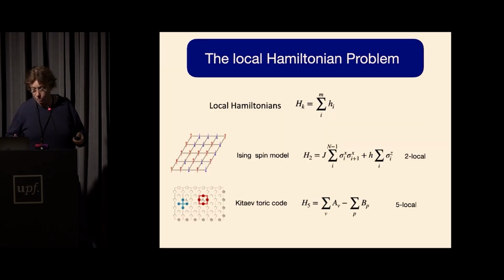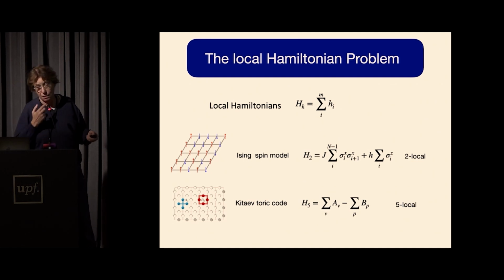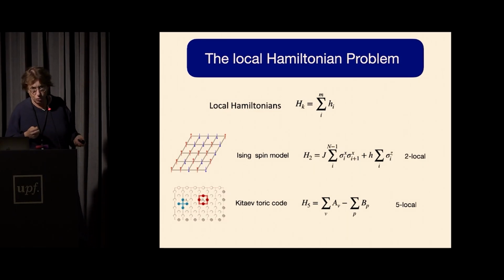Okay, typical examples are the ones that we have seen already this morning, the Ising spin model. So I have the Ising sigma x, okay, two-local Hamiltonian plus a magnetic field, one-local. So this is a two-local Hamiltonian.